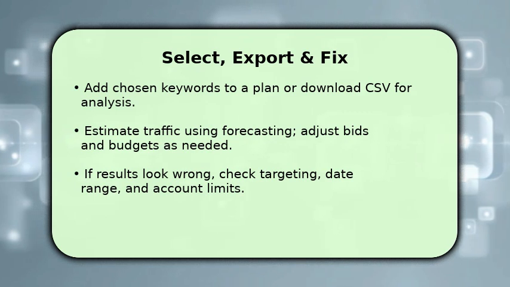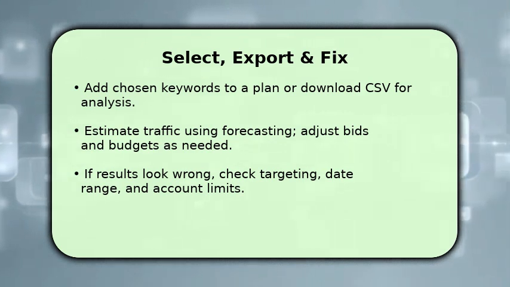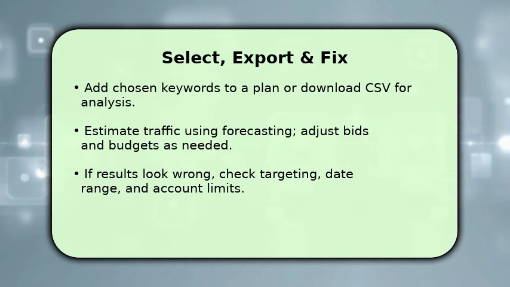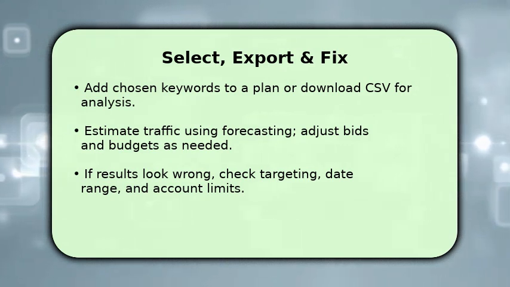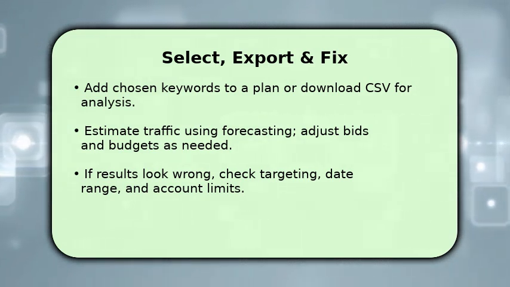If numbers seem off, troubleshoot by confirming geographic targeting, date range, and that your account permissions aren't limiting data. Adjusting those usually fixes missing or skewed results.